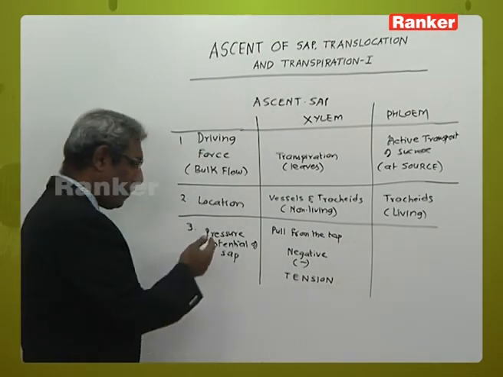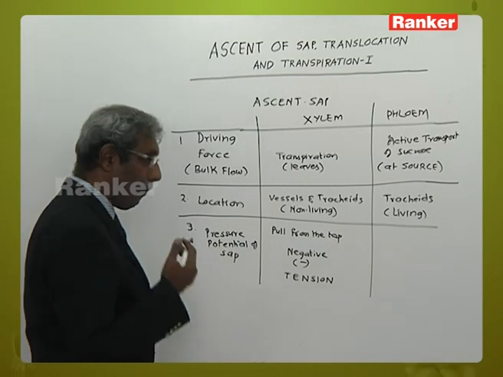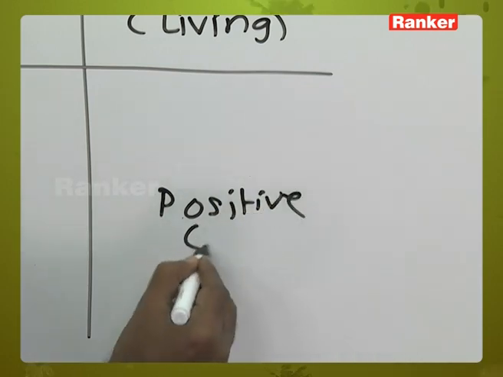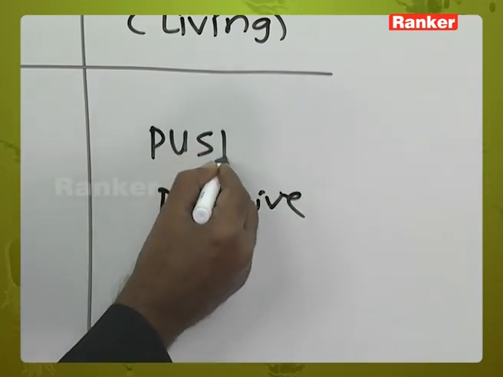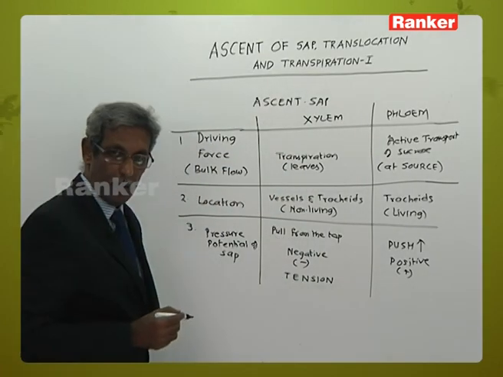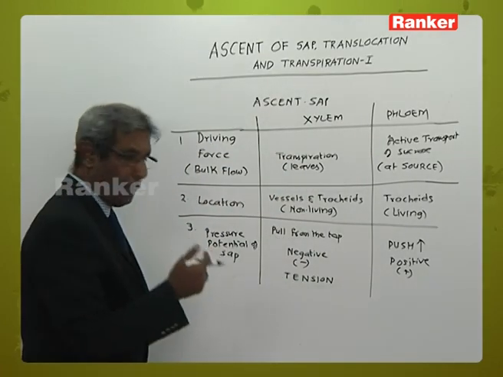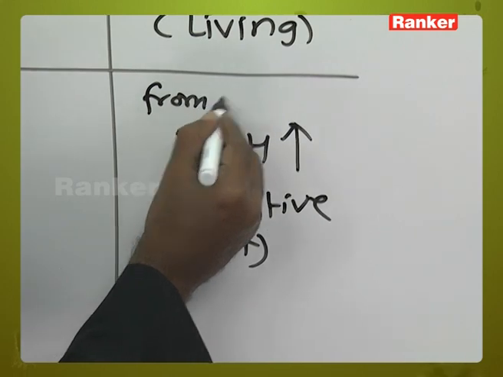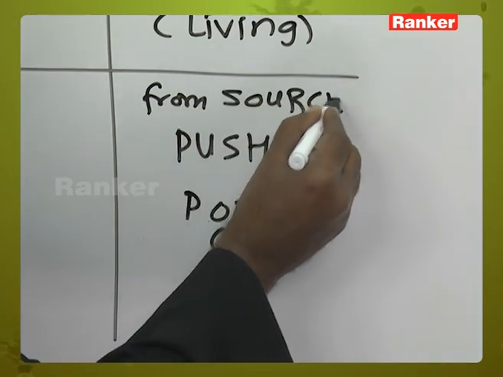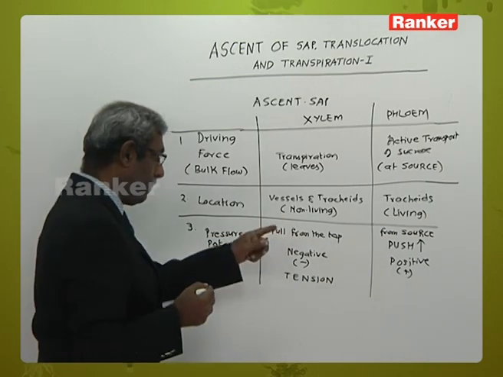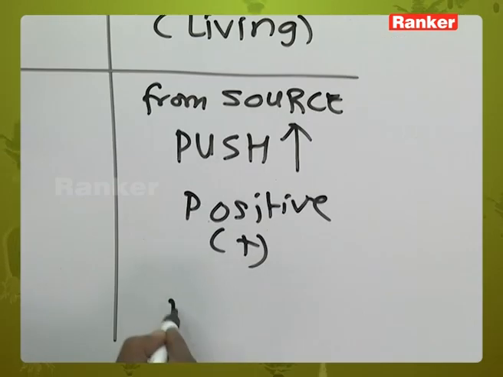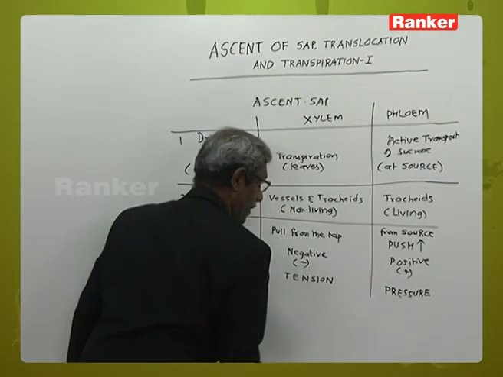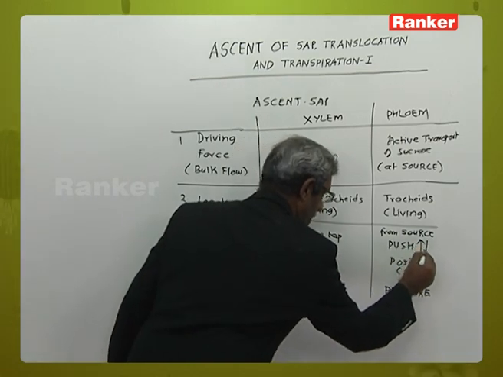And 3, the pressure potential of the SAP is due to a positive push. It is positive, and it is because of a push. And where does the push primarily occur? The push occurs from the source. And because it occurs from the source, it creates a sort of pressure. So, here we could understand sometimes it is also bidirectional.